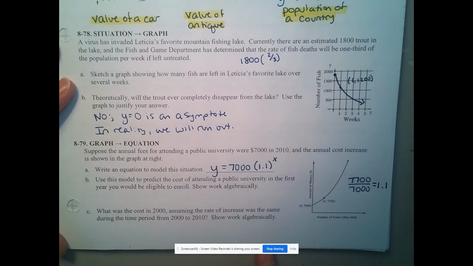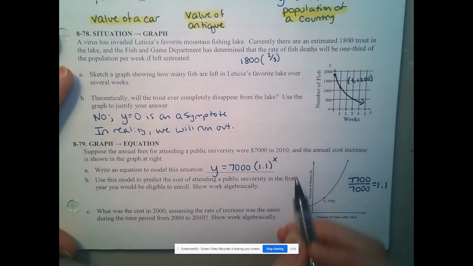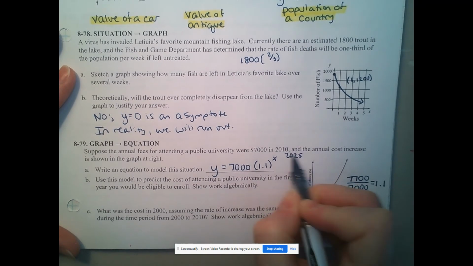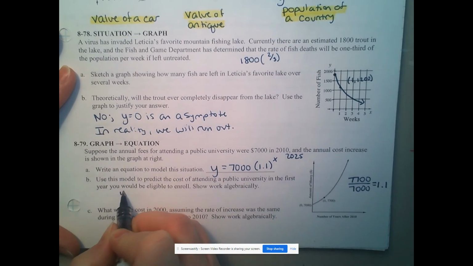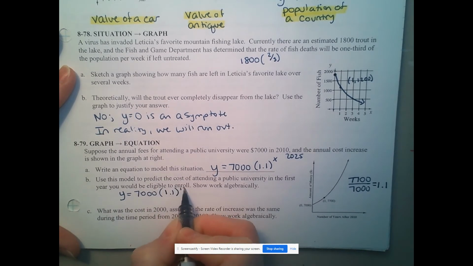Use this model to predict the cost of attending a public university in the first year you would be eligible to enroll. Show work algebraically. So you as 8th graders would be eligible to enroll. It is currently 2021. So you'd be eligible to enroll in 4 years. So that would be 2025. So if we wanted to do that, that would be how many years? 15 years later. So we would do y equals 7,000 times 1.1 to the 15th.